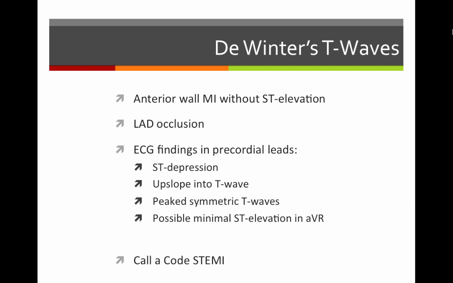You might see some minimal ST elevation in aVR. So again, we're not seeing any major ST elevation anywhere on our 12 lead. Most of it in the precordial leads is going to be ST depression, but we're still seeing that upslope, those De Winter's T waves, and we should be calling a code STEMI and activating the cath lab.